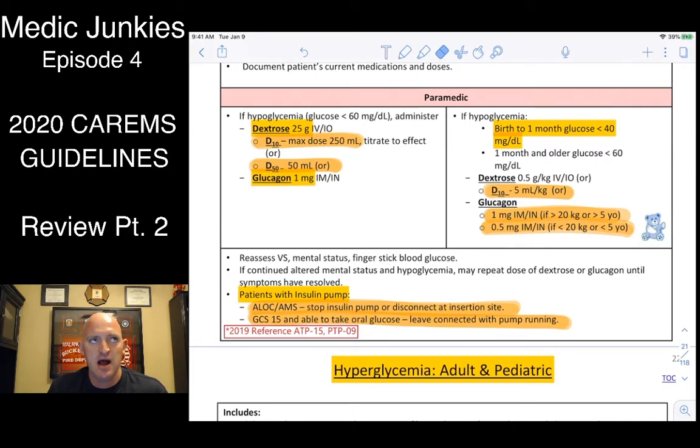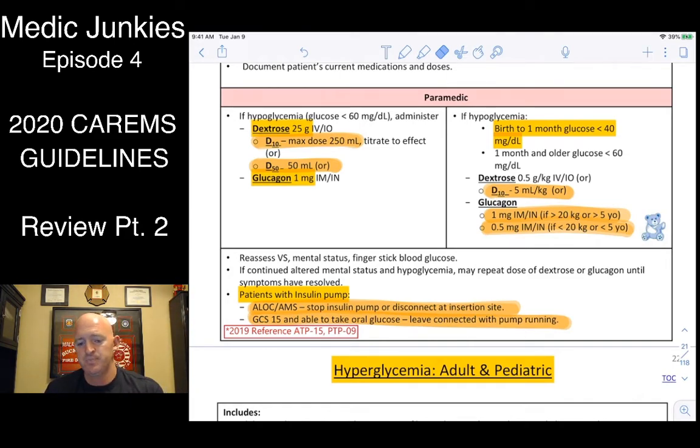It's highly, highly recommended for adults that we use D10, okay? For kids, definitely use D10. Remember the way that we're gonna mix D10: take a 250cc bag, we're gonna waste 50cc's out of it, and then we're gonna take our amp of our 25 grams of dextrose, put it into our bag, shake it up, and then for adults, we're just gonna run that whole bag in. You can go wide open on it with 10 drop, okay?